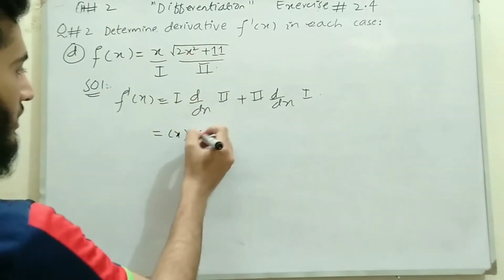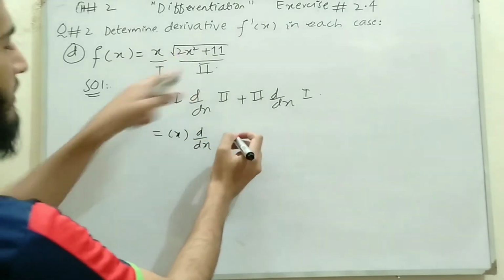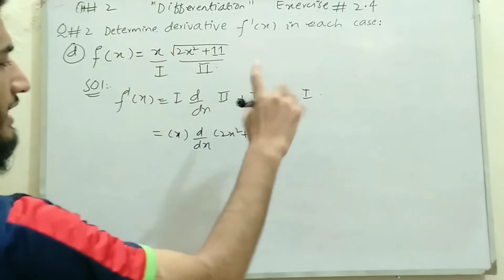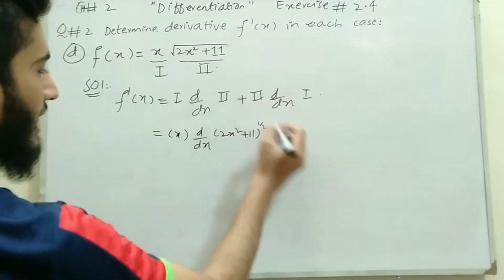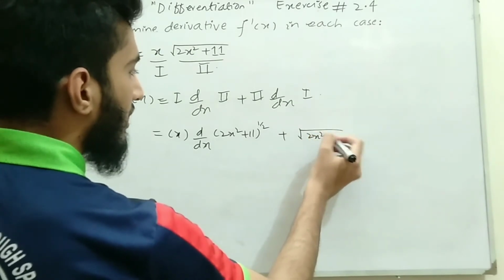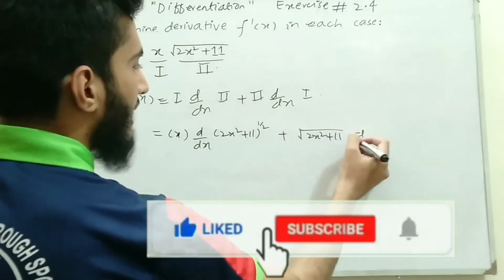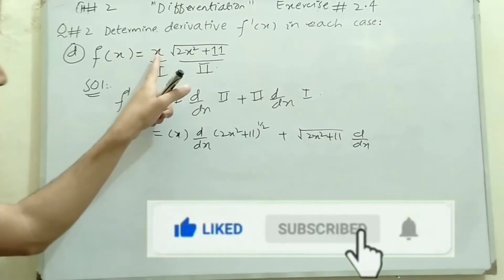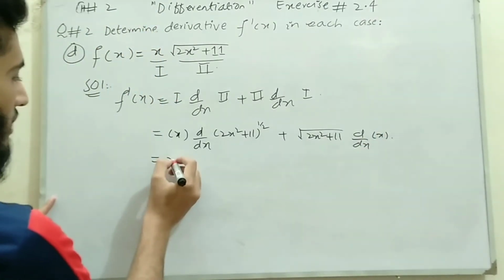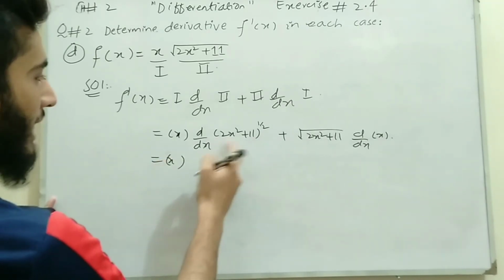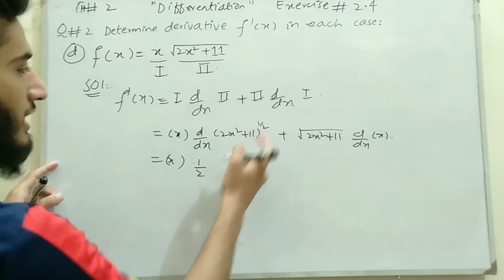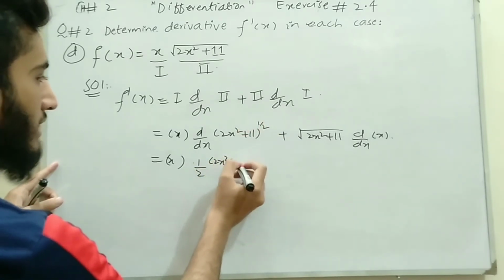Now using this formula, the first function is x. Derivative of the second function, d by dx of this function, can be written as 2x square plus 11, where we write the square root in the form of 1 over 2 in the power, plus the second function, which is 2x square plus 11 whole under the root, and d by dx of the first function, which is actually x. Now after this, it becomes x times d by dx of this function. Using the generalized power rule, 1 over 2 will come to the front and subtract 1 in the power, so it will give us 2x square plus 11.